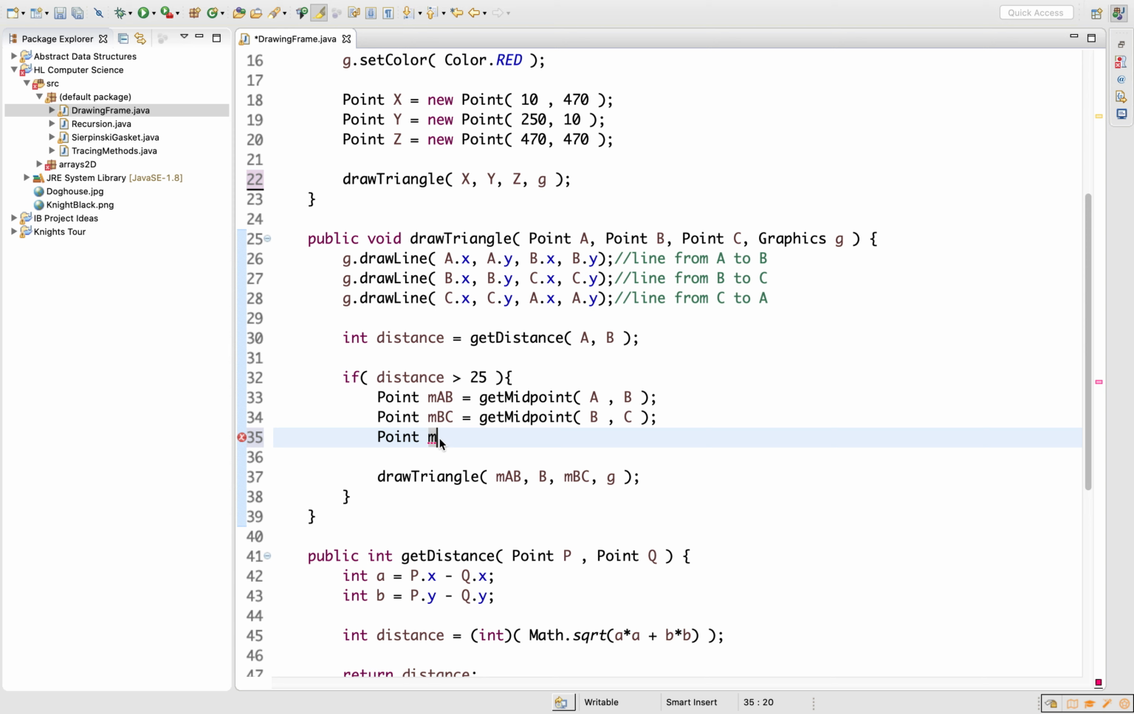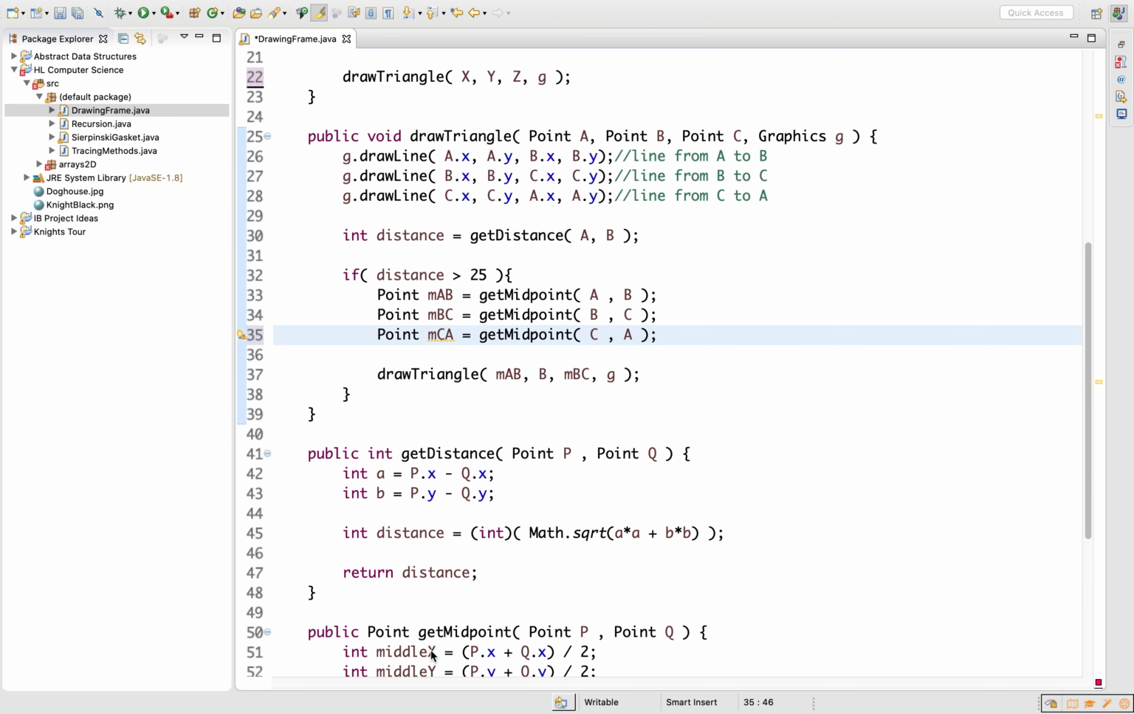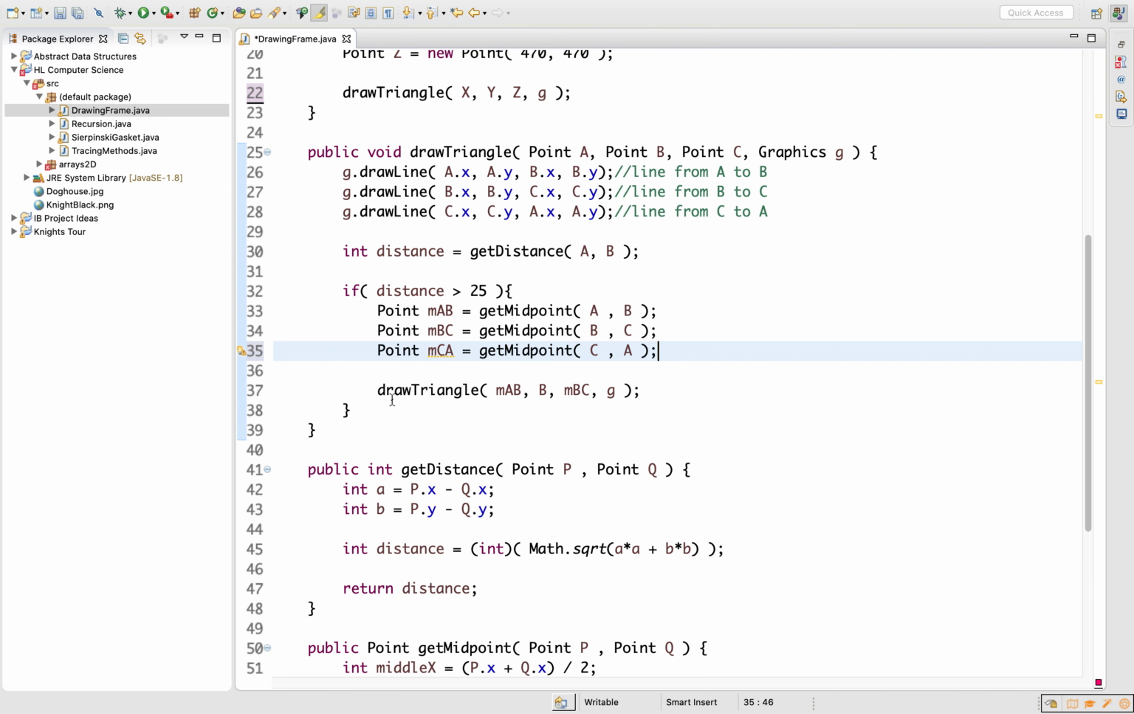So this is the midpoint between C and A, and that's going to be getting the midpoint. So this is going to be drawing some other triangles, right? Sending in C and A. What is that midpoint? So it's going to do this stuff down here one more time, find that point for me, and now what I can do is just go ahead and draw a couple more triangles.